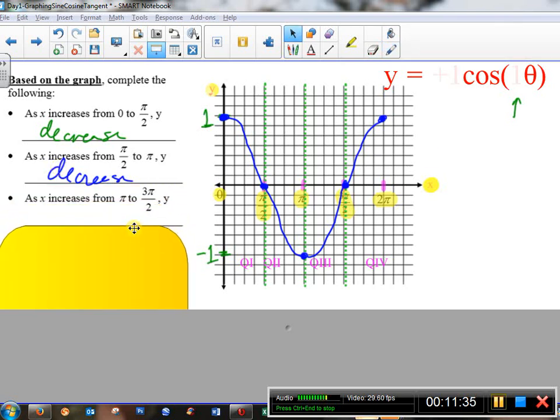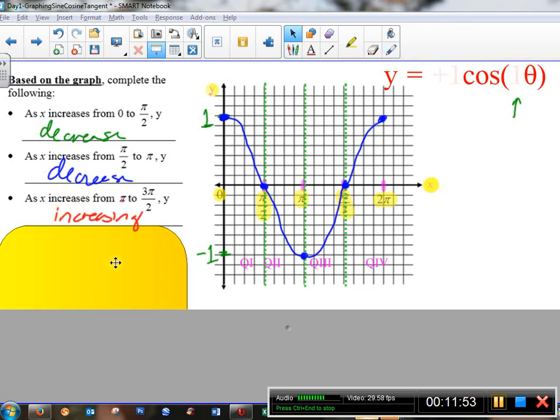Next question: as x increases from pi to 3 pi over 2. So we start at pi, and we're going to 3 pi over 2. We're talking about quadrant 3 here, and in quadrant 3, this function is increasing. So I'm going to write the word increasing in here.